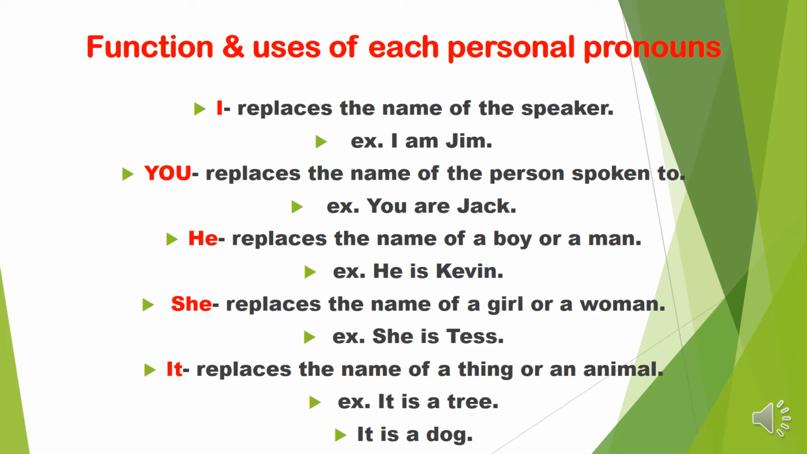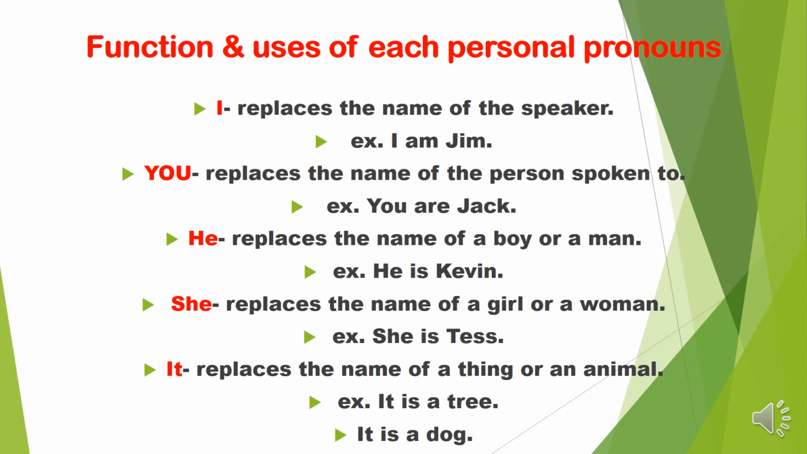Next, it. It replaces the name of a thing, or the name of an animal. Examples: it is a tree, it is a book, it is a chair. For animals, it is a dog, a cat, a penguin, a tiger, like that. So it refers to that. Again, personal pronouns are I, you, he, she, or it.